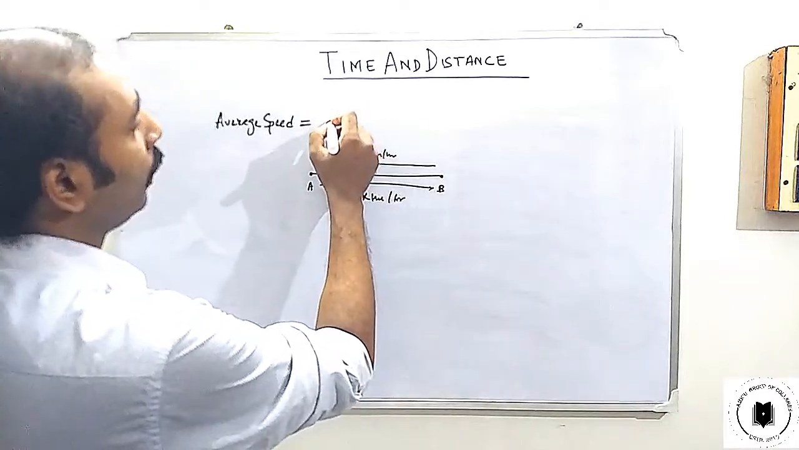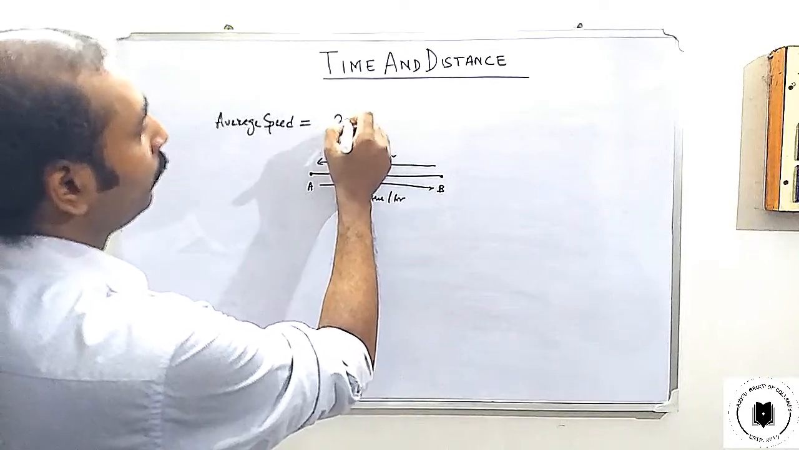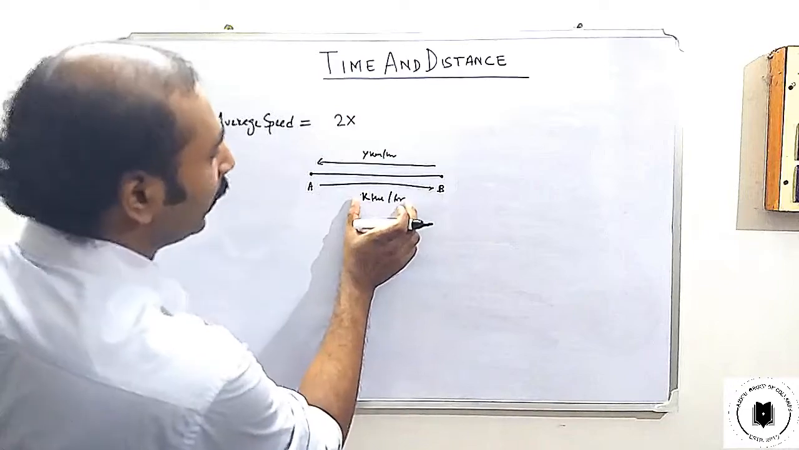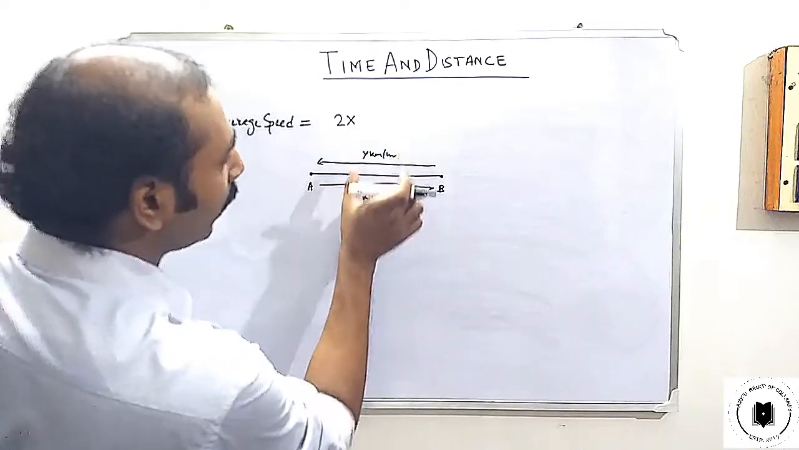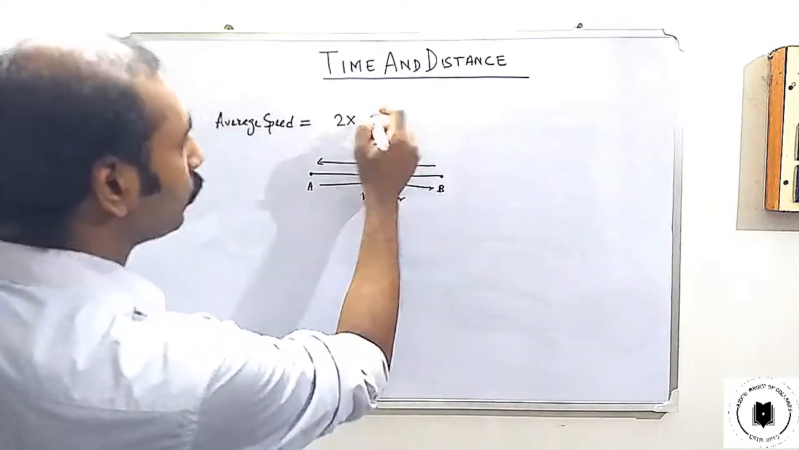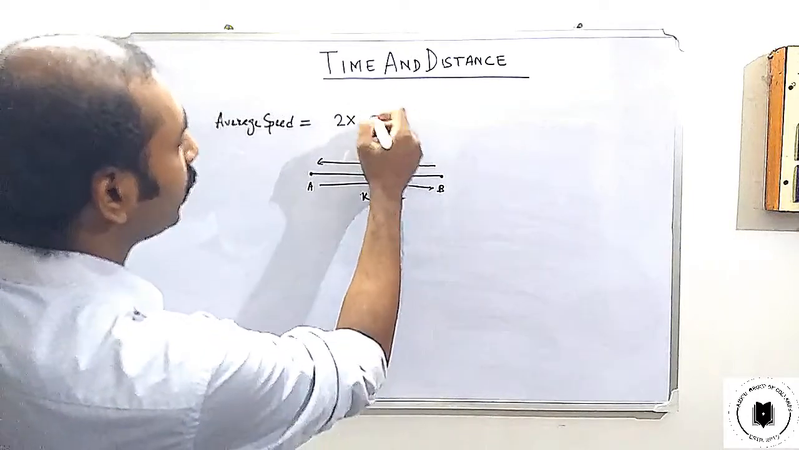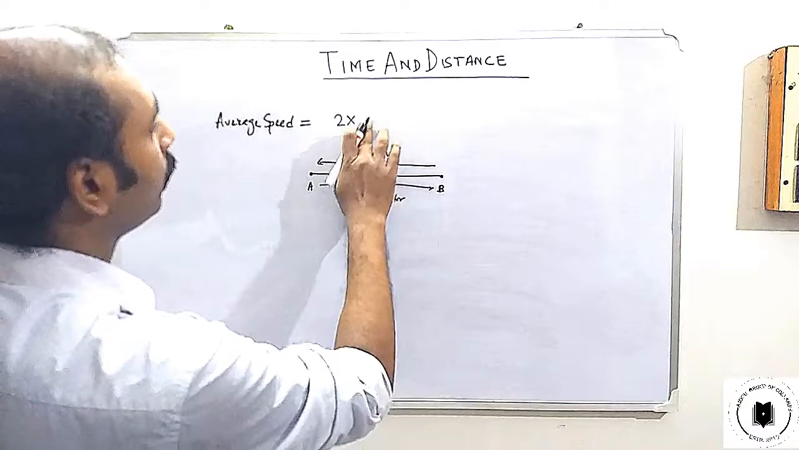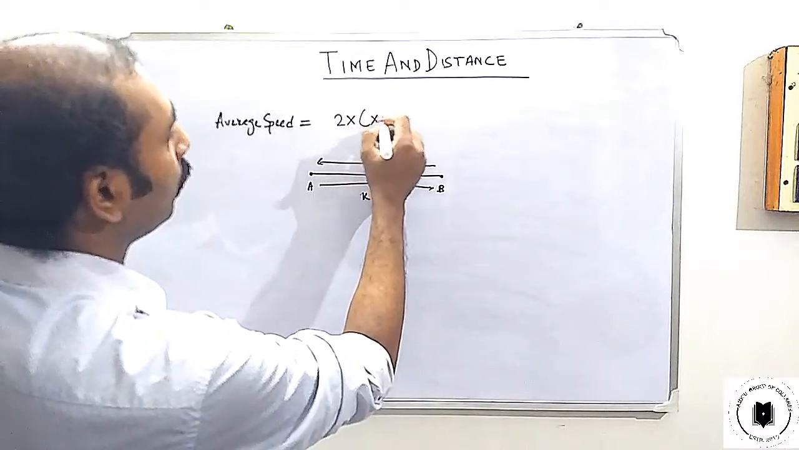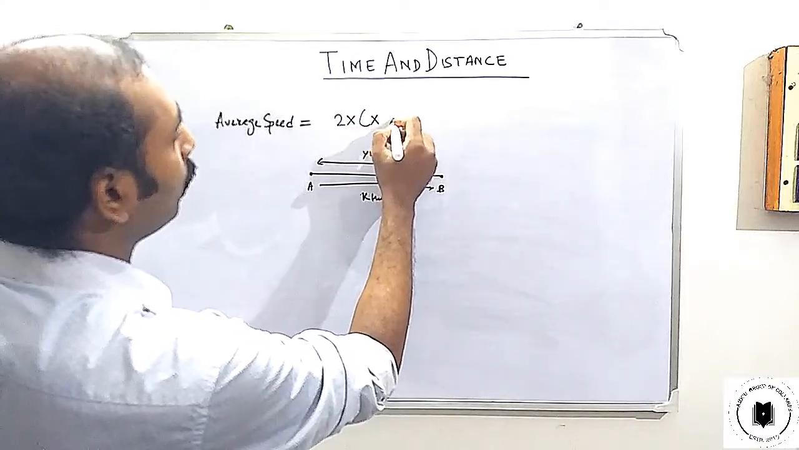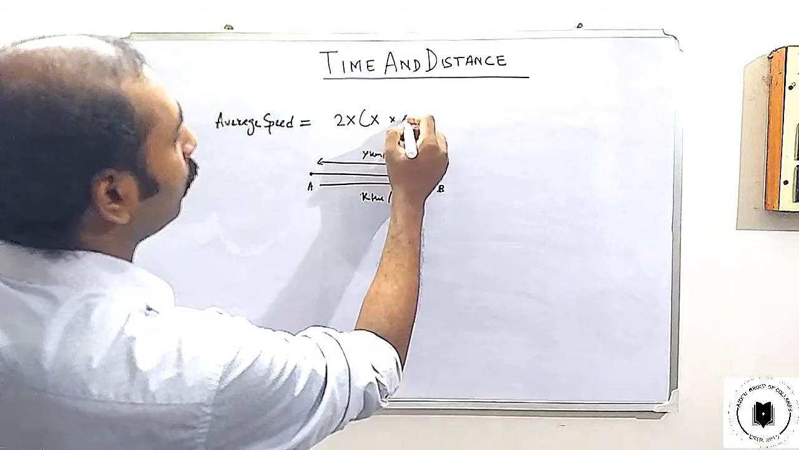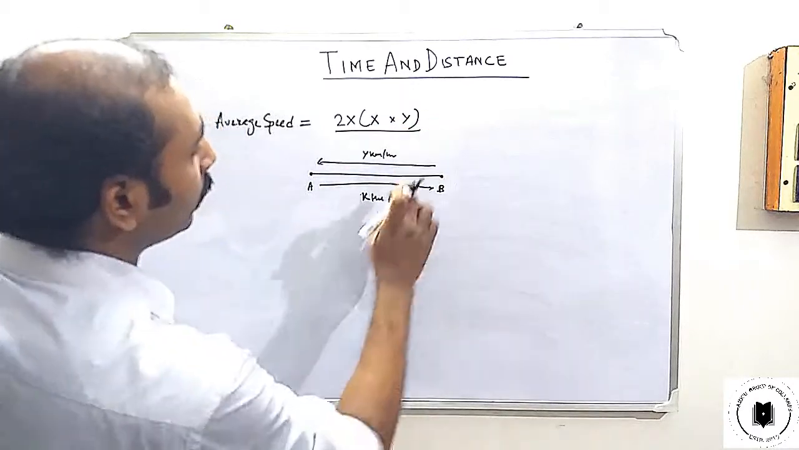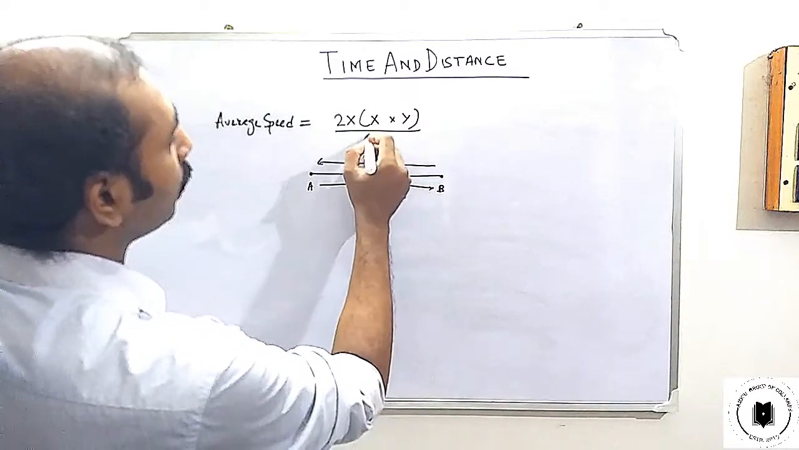In our terms, because the same distance has been covered twice, it will be 2 into the same distance, x y, divided by the summation of these two speeds, x plus y.